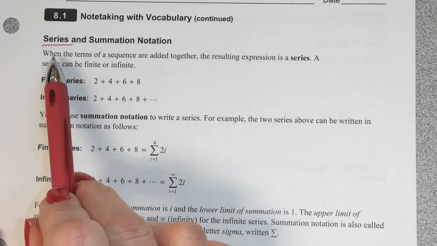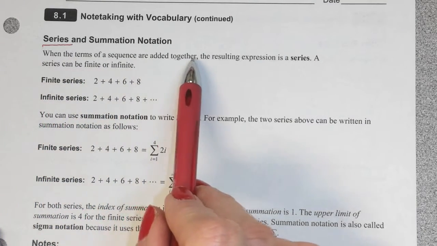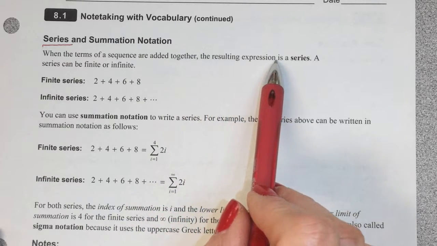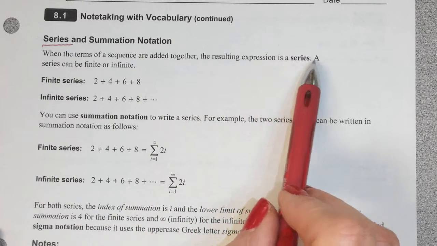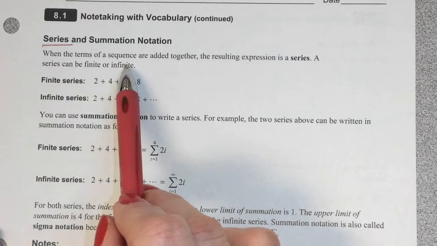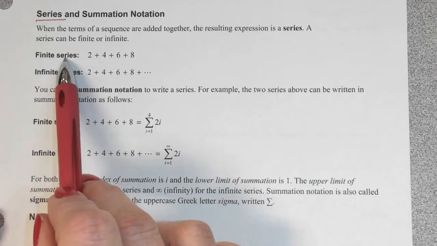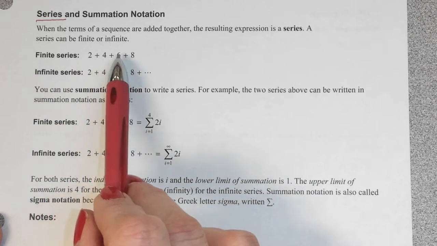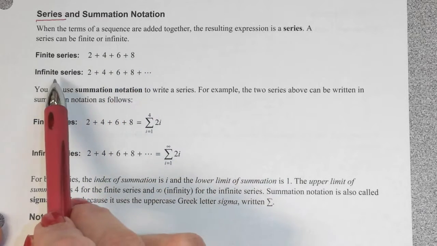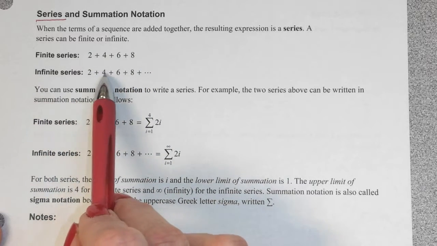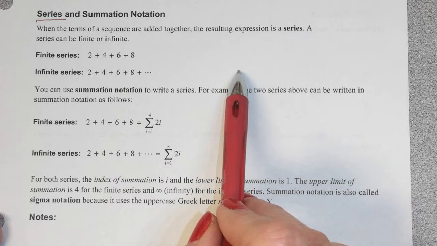Now, a series says when the terms of a sequence are added together, the resulting expression is called a series. A series can be finite or infinite. So a finite series is 2 plus 4 plus 6 plus 8. An infinite series just means it's 2 plus all of these, but it goes on forever.